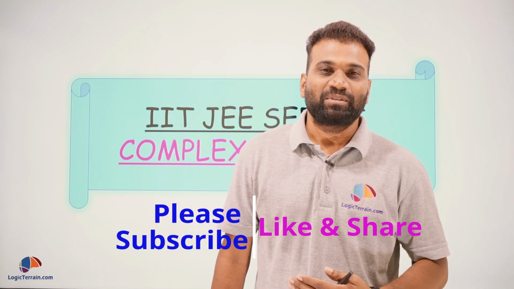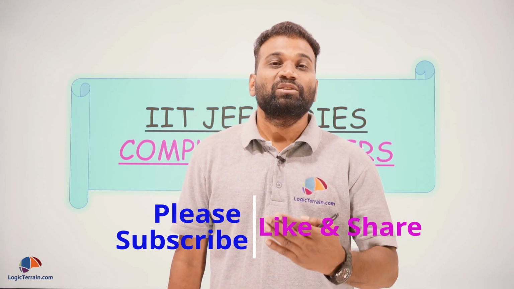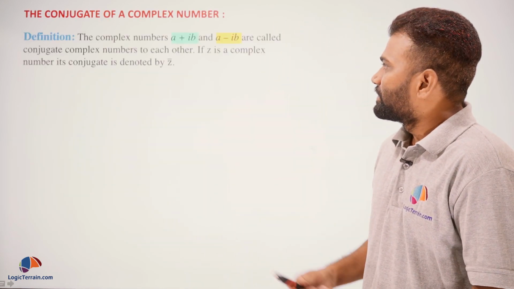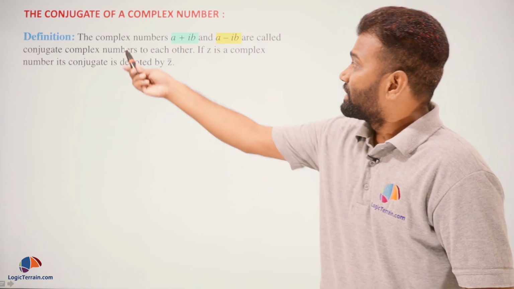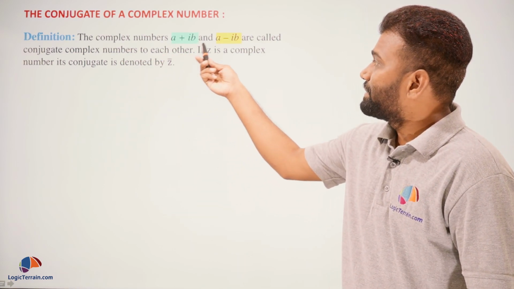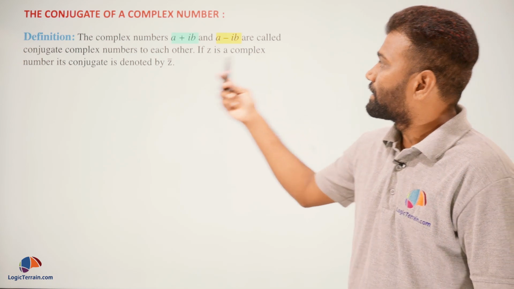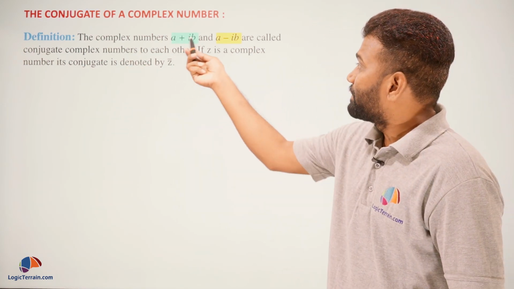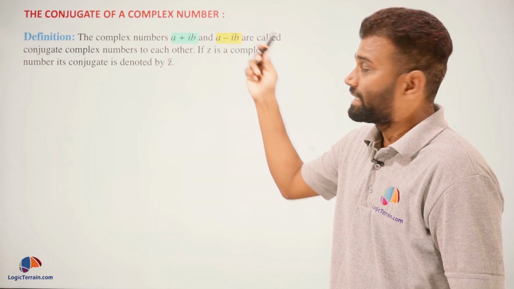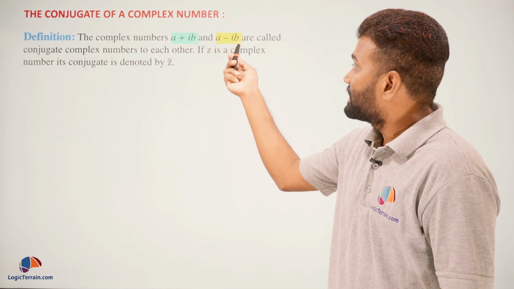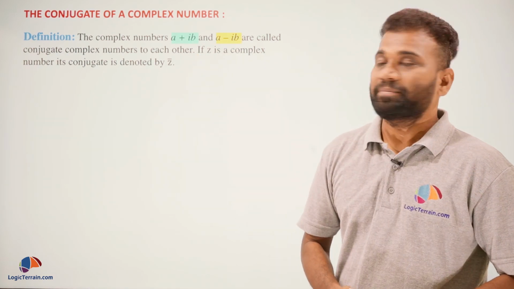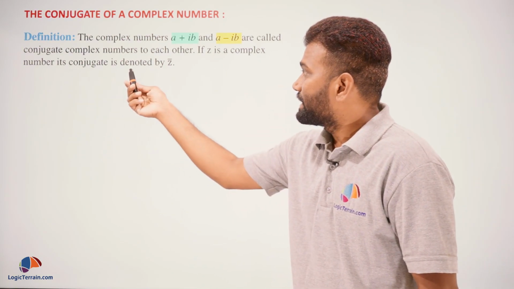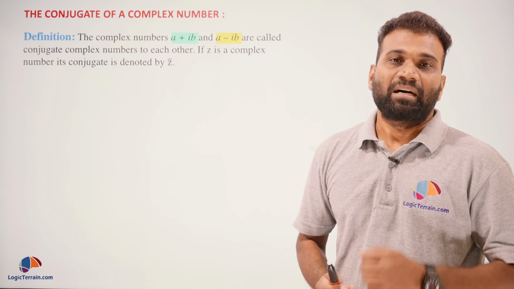In this session, we are going to discuss the conjugate of a complex number. Here is the definition. The complex numbers a plus ib and a minus ib are called conjugate complex numbers to each other. Here, a plus ib is conjugate to a minus ib and a minus ib is conjugate to a plus ib. If z is a complex number, its conjugate is denoted by z bar.